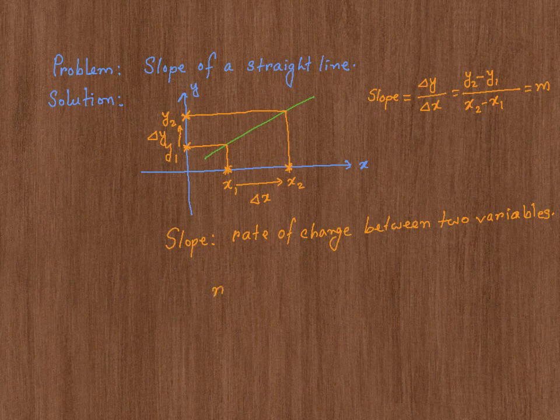We denote slope by m, which is y2 minus y1 divided by x2 minus x1. This is the slope of a straight line.